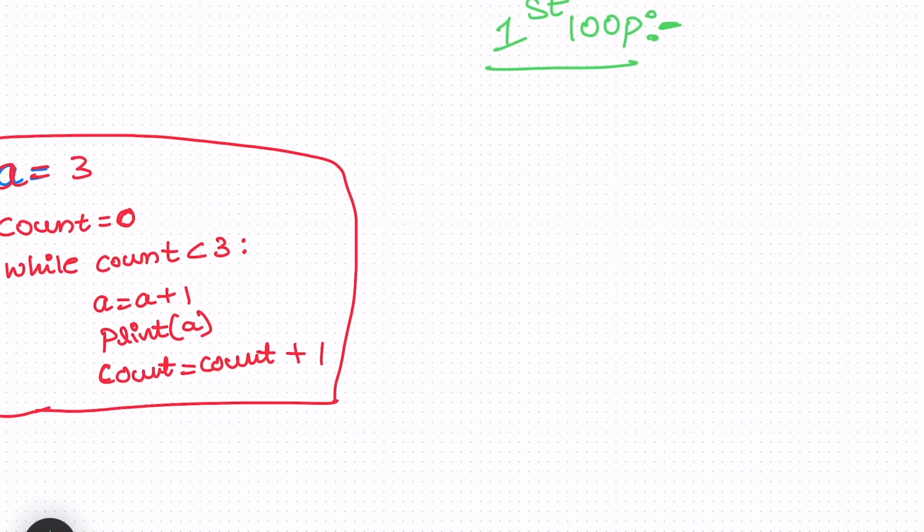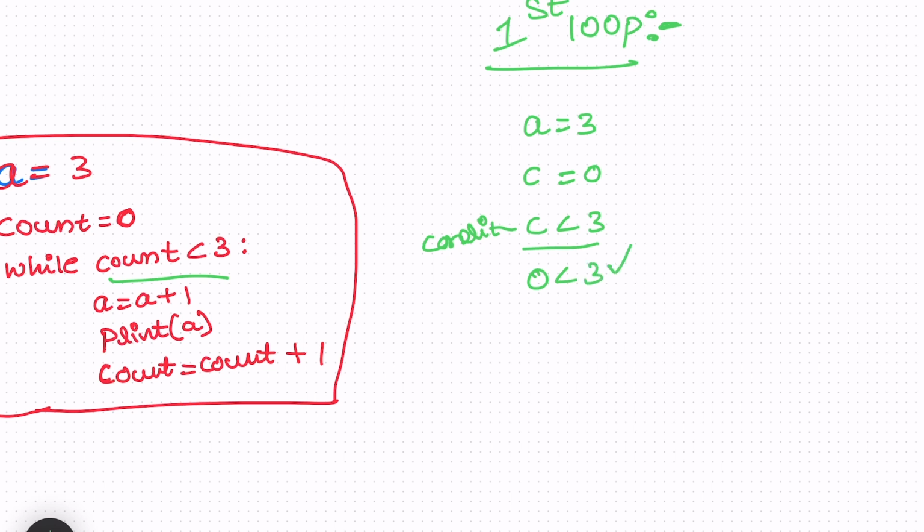Initially, we have a is equal to 3 and count. Let us consider count as c. Count is equal to 0. So what is the condition we have? Count is less than c. As c is less than 3, we need to check this condition. So 0 is less than c. This is true. The condition is true, right? So then what will happen?